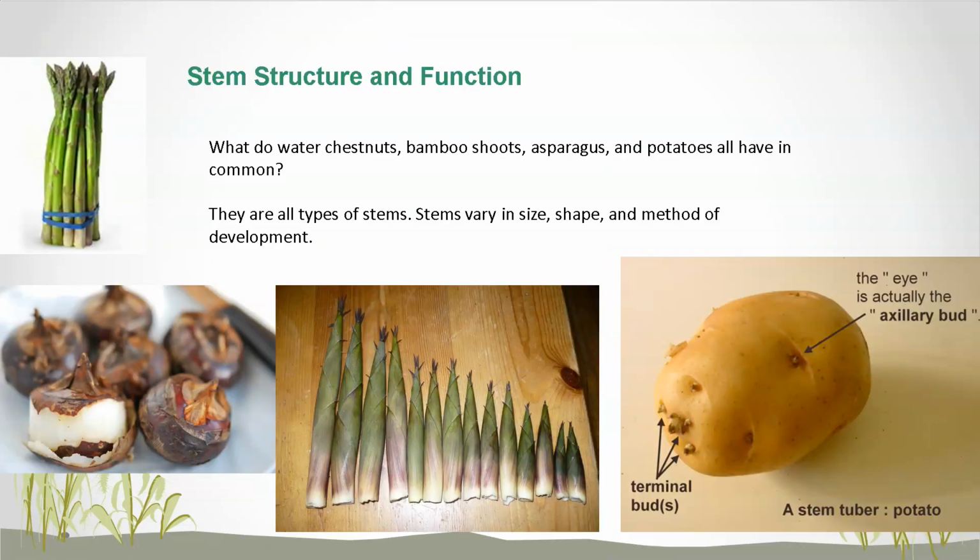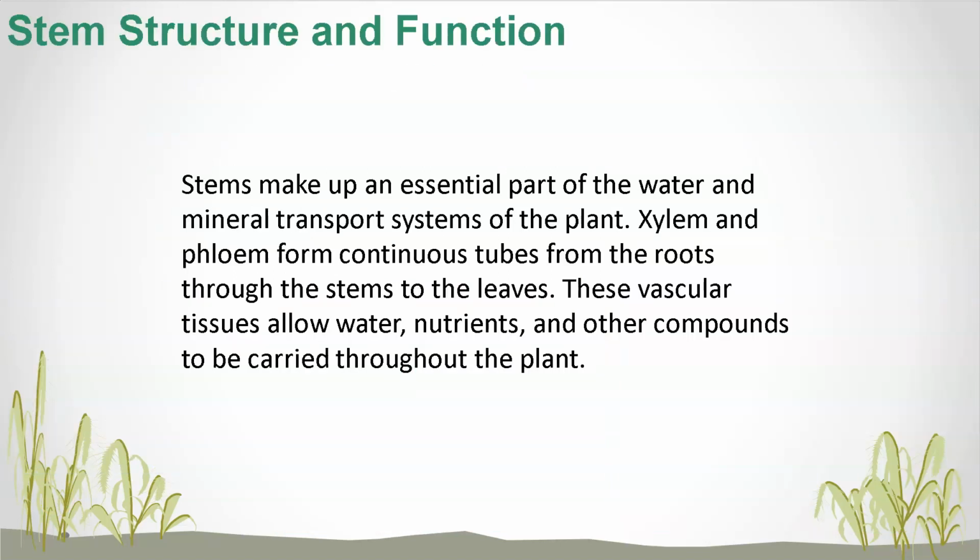Here are some examples of stems that we could possibly eat or use. Water chestnuts, bamboo shoots, asparagus, potatoes all have that in common. They're all stems. You can see the terminal buds here. The eye is actually an axillary bud for new growth, if you ever had a budding potato. Stems make up an essential part of the water and mineral transport system. Xylem and phloem form continuous tubes throughout the stems.